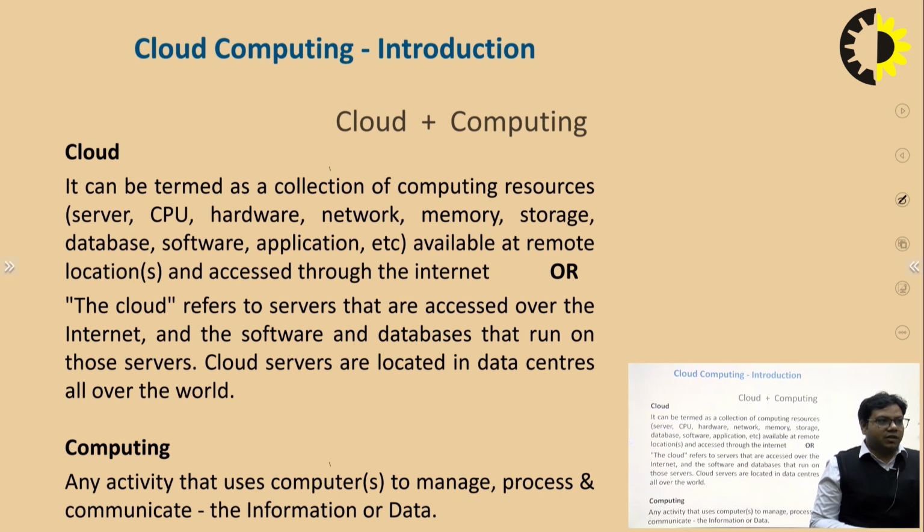In other terms, we can define the cloud as the servers that are accessed over the internet, and the software and databases that run on those servers. Cloud servers are located in data centers all over the world. Ultimately the cloud is a set of machines stored at a remote location, not at your own premises or on your local space. The areas where these computing resources are stored are called servers, and a collection of various servers is called a data center. In my next slide I will show you how a data center looks and what functionalities we can access through data centers.